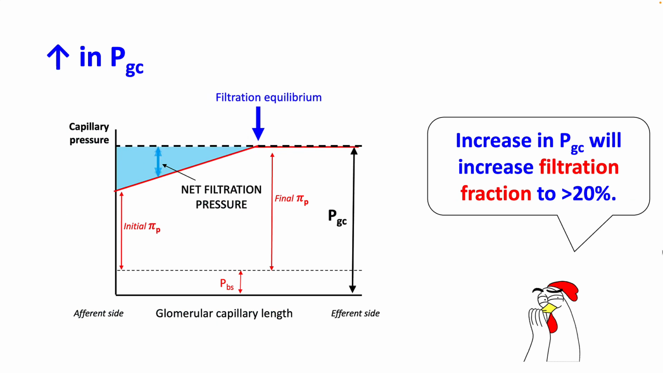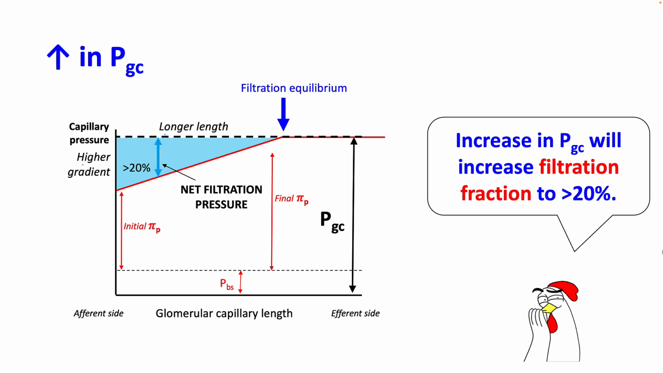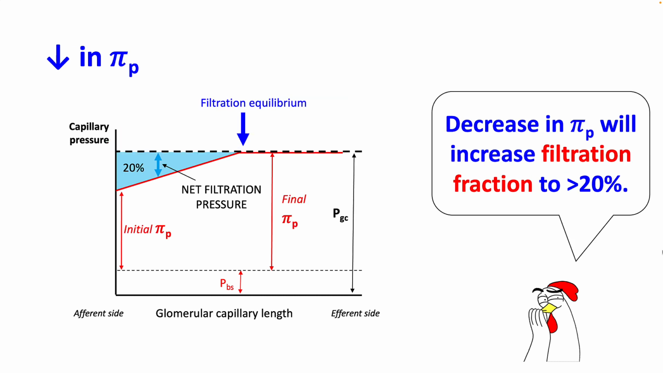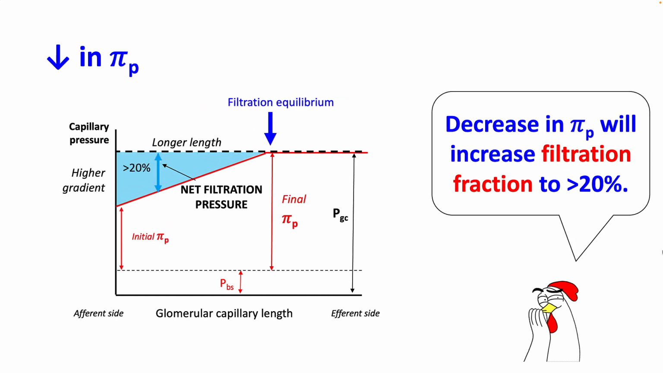So let's understand this more intuitively. As you increase your glomerular capillary pressure, you can see that filtration equilibrium is shifted to the right. So you are filtering at a higher gradient for a longer length of capillary. So your filtration fraction will be higher than 20%. If you drop your plasma oncotic pressure, a similar thing will happen. Your filtration equilibrium is shifted to the right, and you have a longer length and higher gradient at which your filtration can occur. So your filtration fraction will increase to more than 20%.